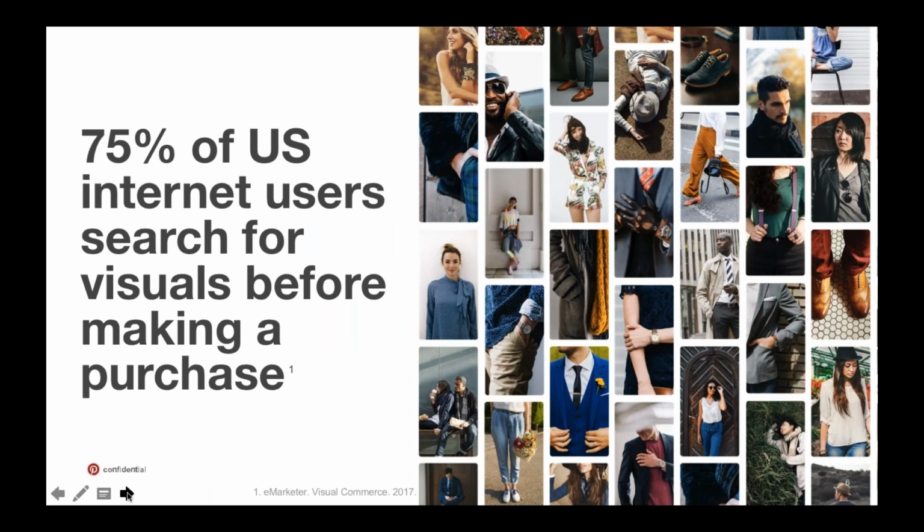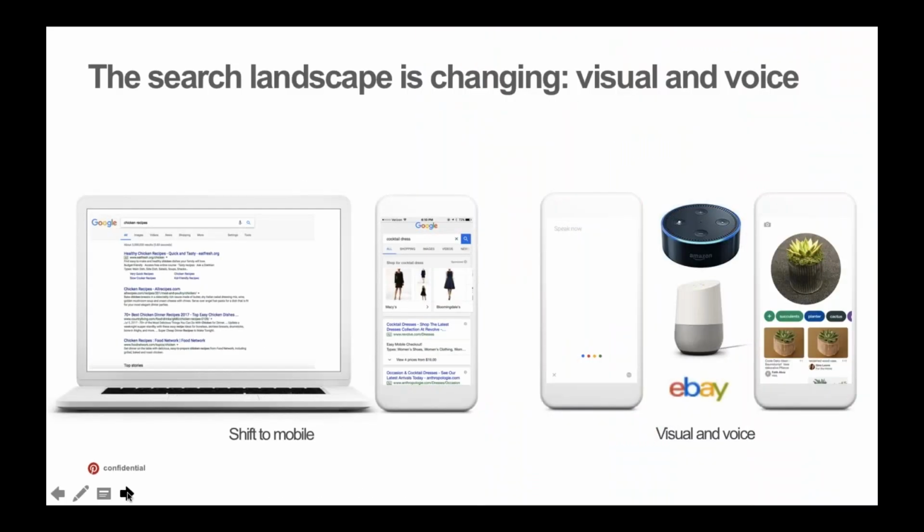eMarketer released a stat that 75% of US internet users actually look for visuals before making a purchase. And I think everyone has started to notice those trends. Most traditional search platforms are starting to look for ways to incorporate visuals into their own platforms. We know that the images on Amazon help tremendously when making product purchases, and Pinterest is no different.